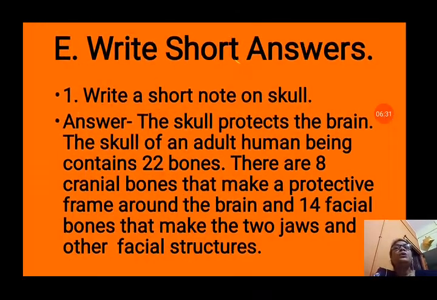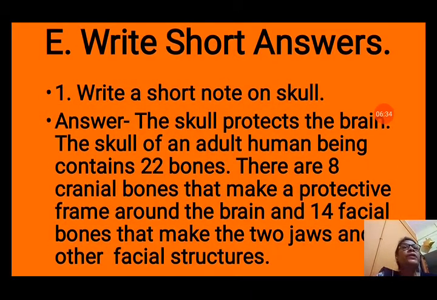Now we will see about Exercise E, that is write short answers. Let us see question number 1 of the short answers, that is write a short note on the skull. Answer: The skull protects the brain. You have seen that your skull protects your soft brain, a very important part of your body. The skull of an adult human being contains 22 bones. There are 8 cranial bones that make a protective frame around the brain, and they protect your brain totally.